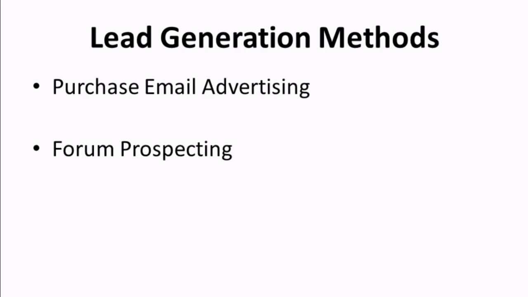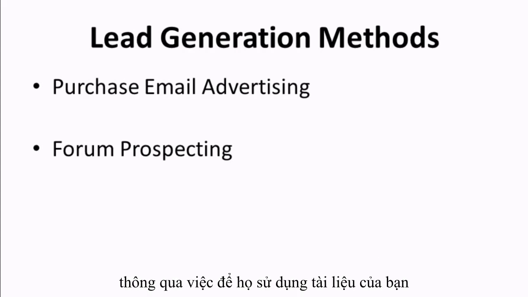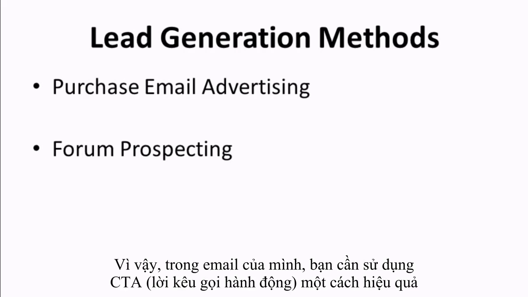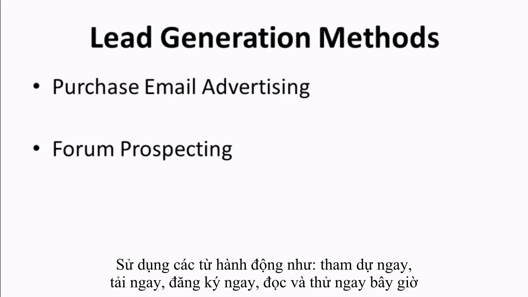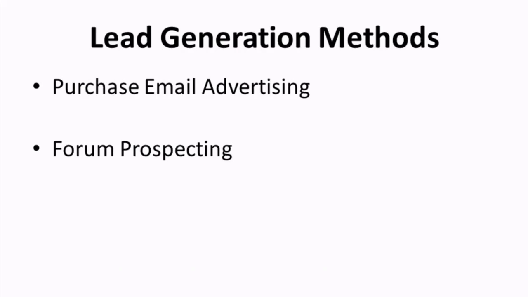5. CTA. To effectively move leads further into the sales funnel, you need to educate them on your product or service. The way to educate them is to have them consume your content, whether that content is an ebook, a webinar, case study, slide shares, or video. So in your email, you need to effectively advertise your CTA. Use action words like attend, download, register, read, and try now. Give them a next step to take after reading your email, like registering for an upcoming webinar.